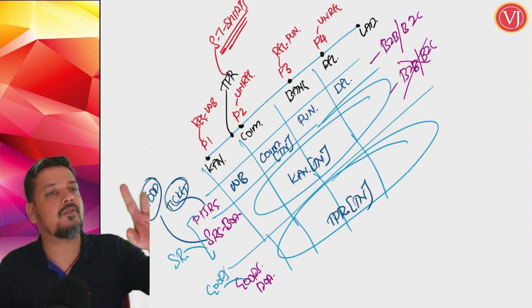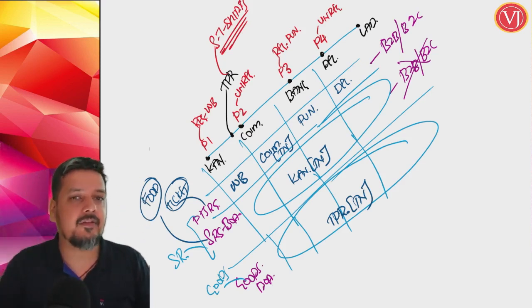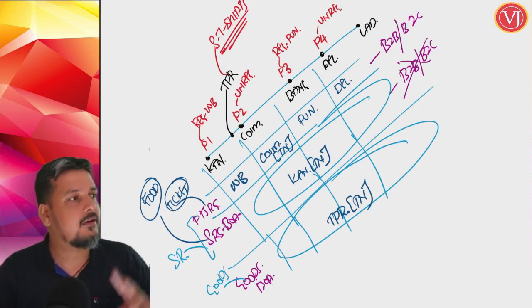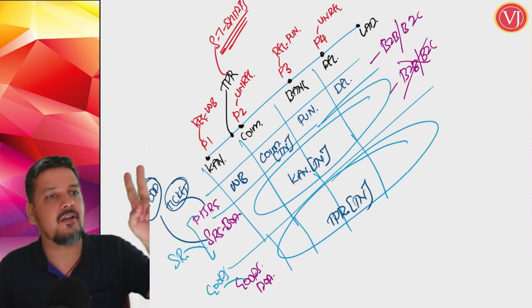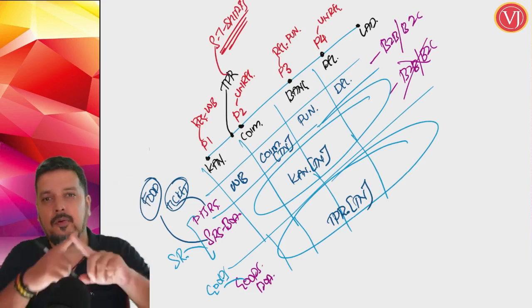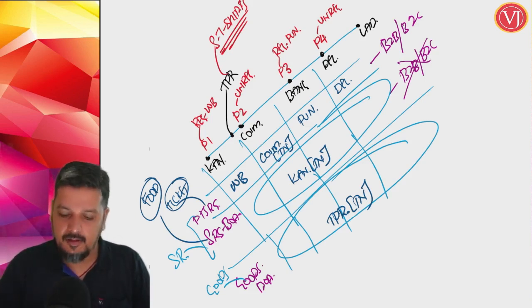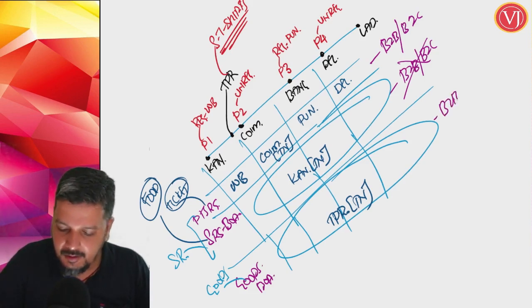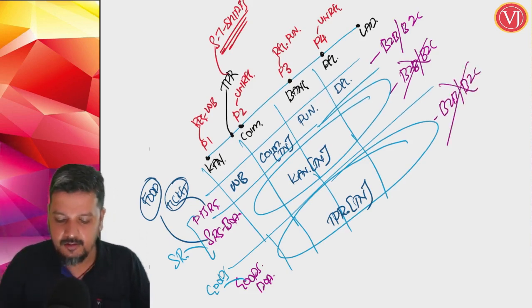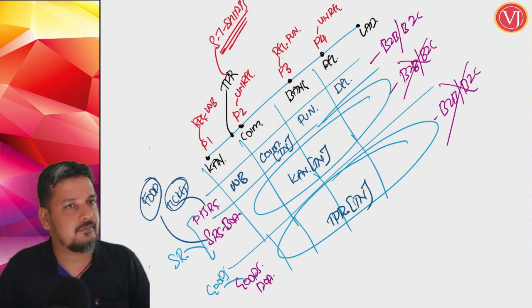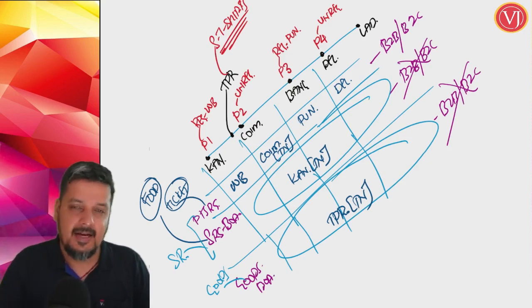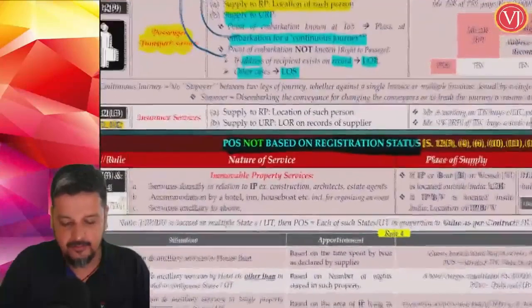So now you have 2 services place of supply and 1 goods place of supply given in the same example. 2 services: passenger transportation services and services on board a conveyance. 1 goods on board a conveyance during that passenger transportation journey. Here also, whether it is B2B or B2C is not relevant. Are you guys clear with this understanding?